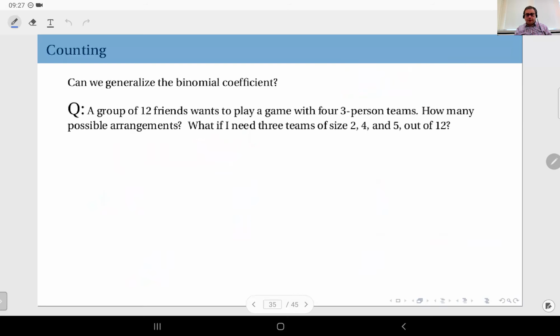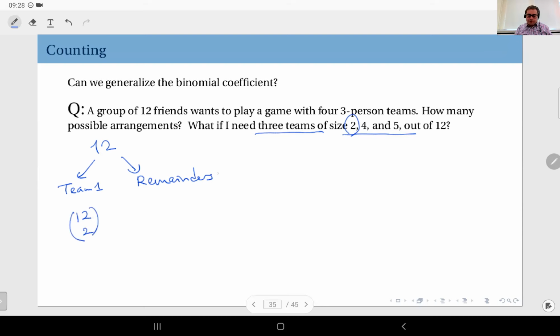Okay, so another example, when the teams are not balanced. What if I need three teams of size 2, 4, 5 out of 12? And with this scenario, you see one person is going to be left out. So I have three teams out of 12. Let's select team number one and the remainders. So for team number one, I would like to select two people. And that I can do in 12 choose 2 ways.